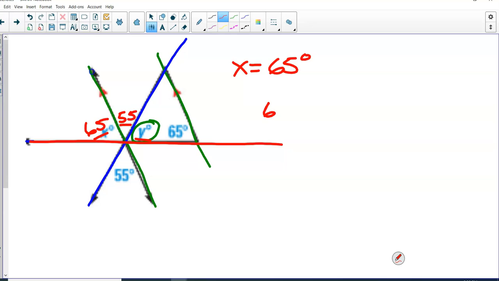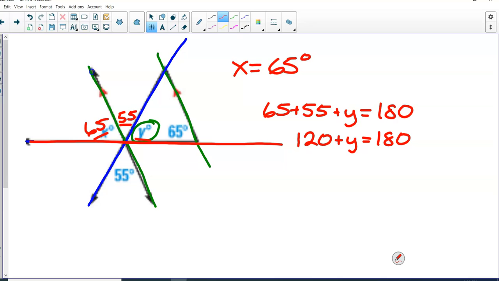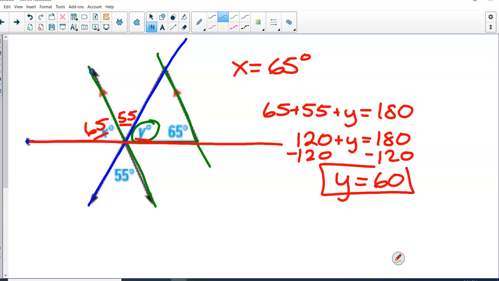So we can say 65 plus 55 plus y equals 180. So simplifying, we get 120 plus y equals 180. Subtract 120 on both sides. And we see that y equals 60. So we had to think outside the box a little bit there.